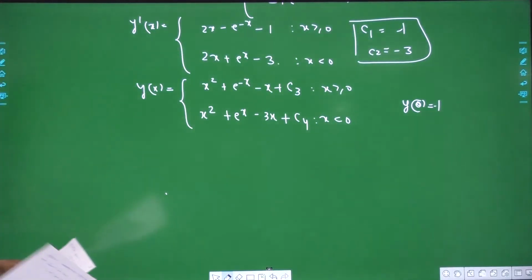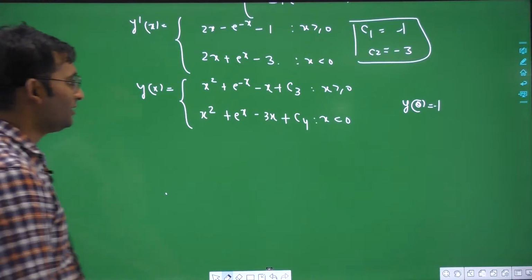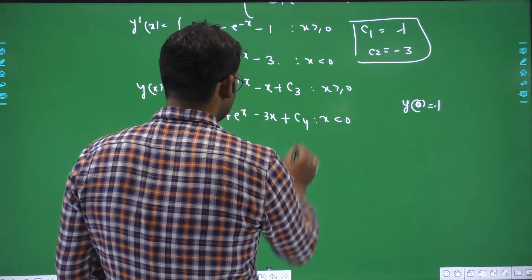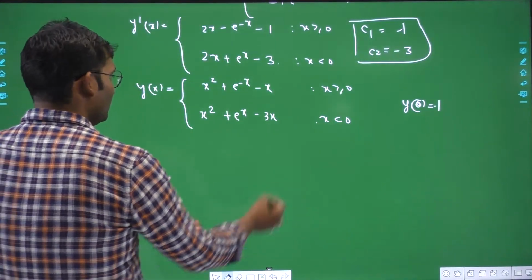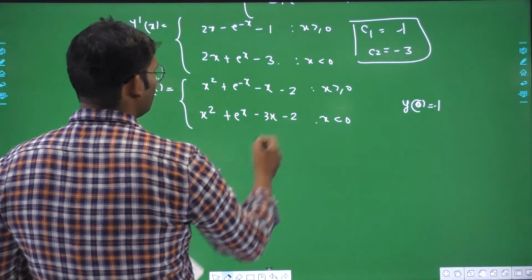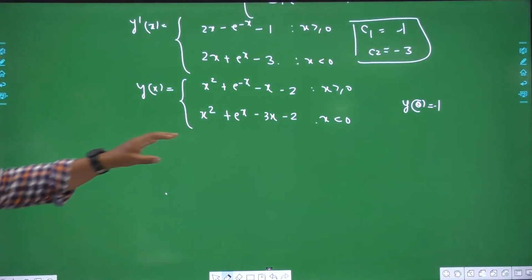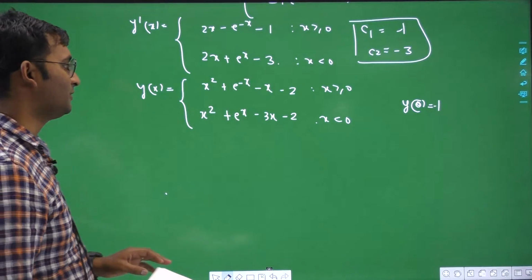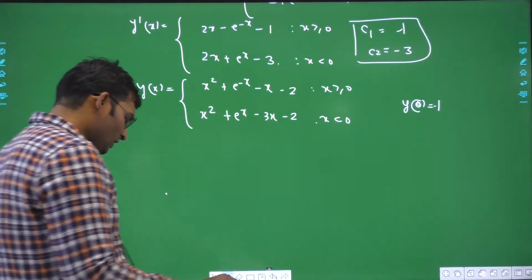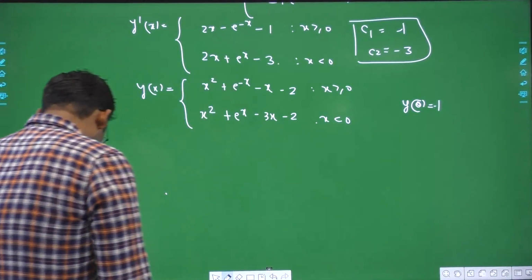So if y(0) is given to be equal to minus 1, then you'll be getting c3 as minus 2 and c4 as also minus 2. Okay, so this is something that you can verify on your own. I'm leaving it up to you. So you're getting y(x) as this particular thing.